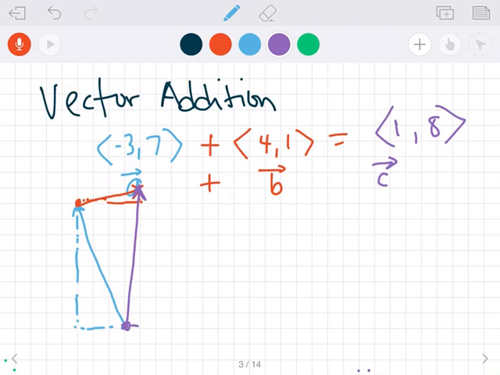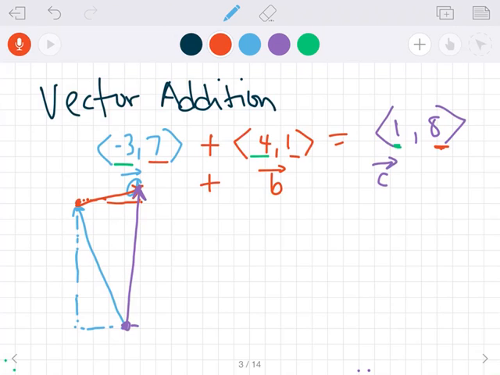Now you don't actually have to draw this out in order to add them. If we look at this number here, we got it by taking -3 plus 4, that gives us positive 1. And if you look at this number here, 8, we got it by adding 7 plus 1 to get 8. So you just take the x values, add them together, take the y values, add them together, and that gives you your new component form.